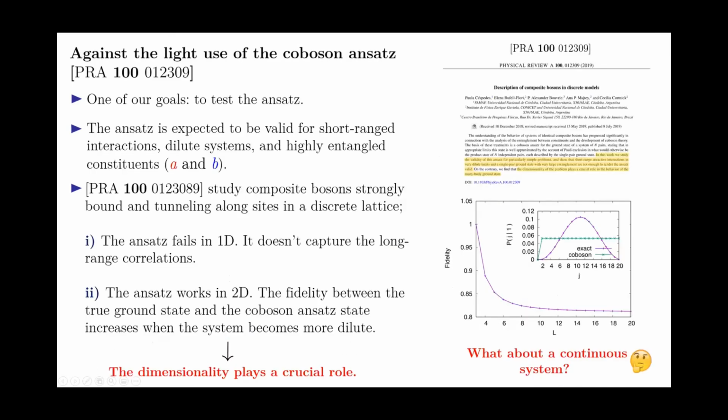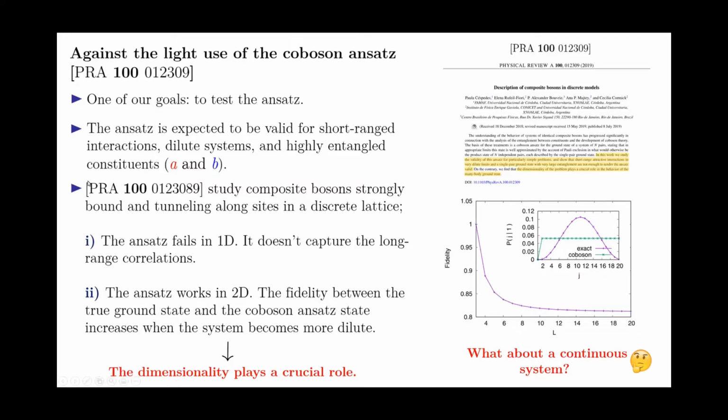Okay, now we almost reached our last work with the SESI. So the coboson ansatz is expected to be valid for short-range interactions, for dilute systems, and also highly entangled constituents. But it turns out that in this work here, part of our group studied strongly bound composite bosons in a discrete lattice and showed that the ansatz fails in this one-dimensional model. And the ansatz fails because it is not able to capture the long-range correlations in the system.